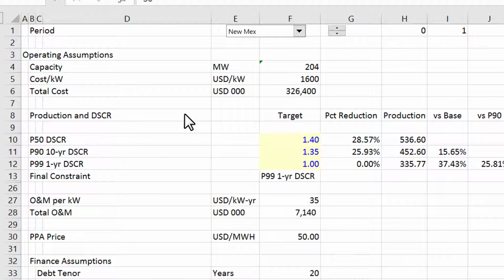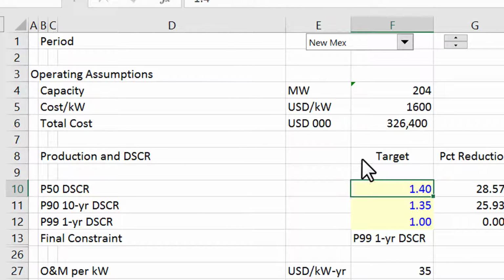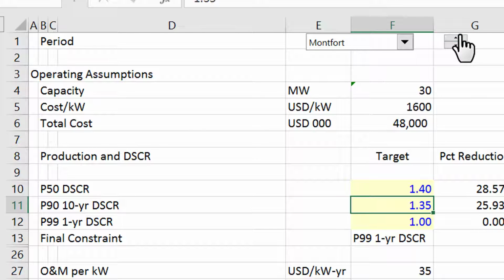Okay, so now I'm going to put this together. What I just did is enter an assumption. Again, this is a video about debt sizing, and debt sizing using different DSCR ratios. I changed this one. This is a little more aggressive because I wanted to make sure that we have some cases where theoretically the P90 10-year occurs.